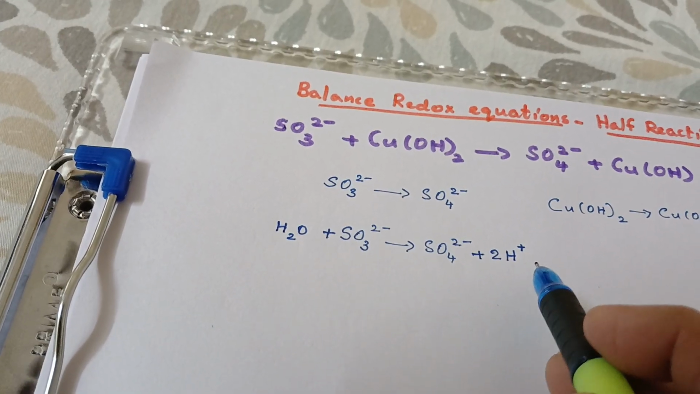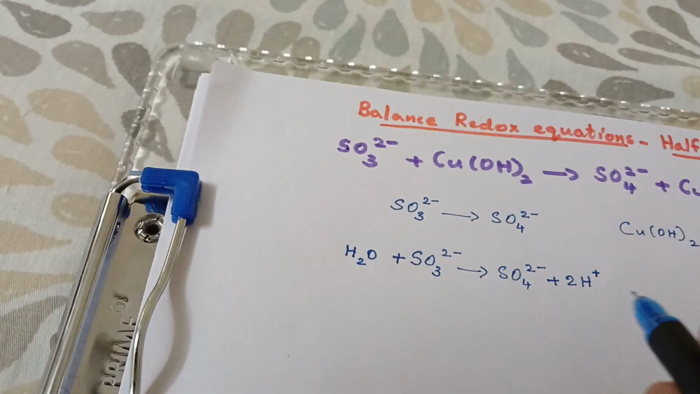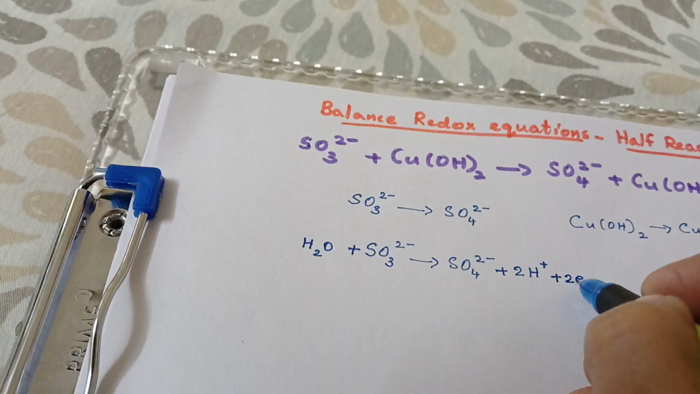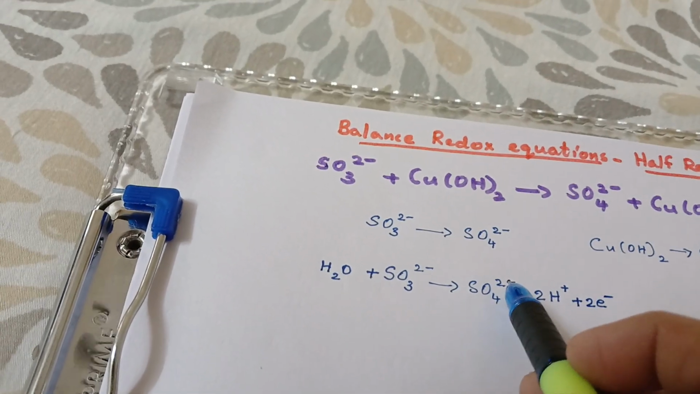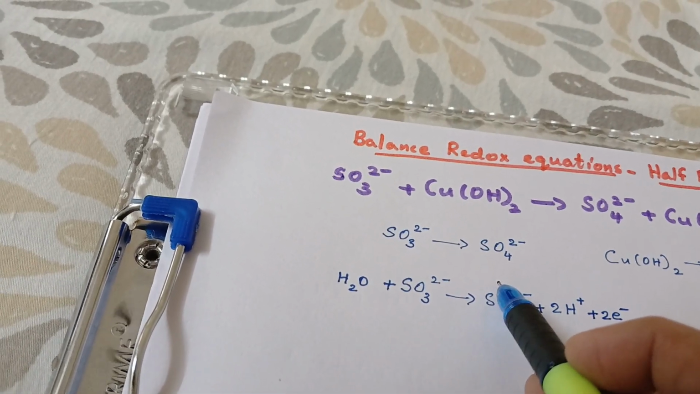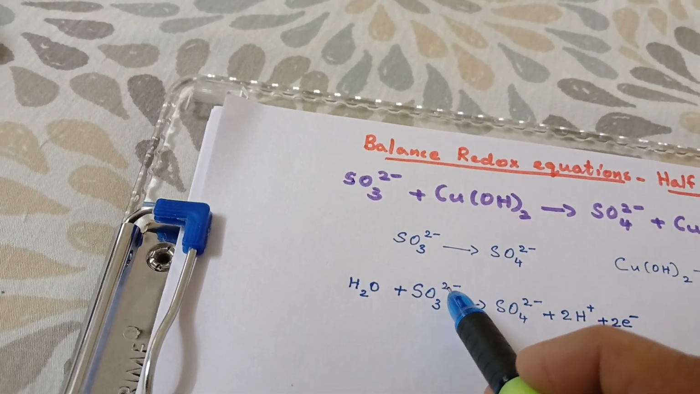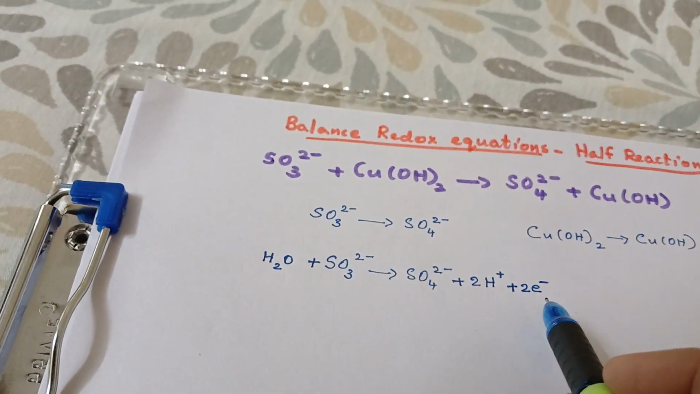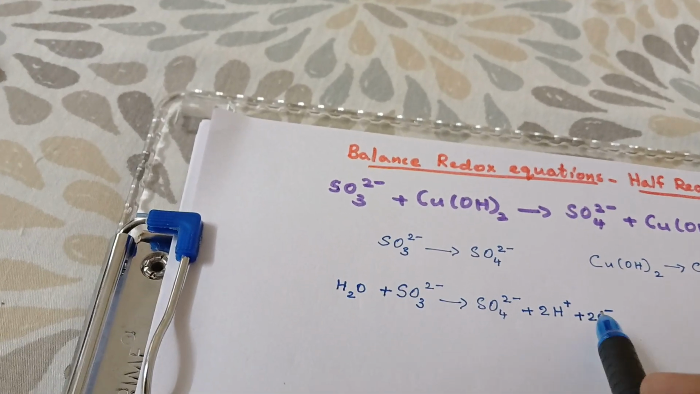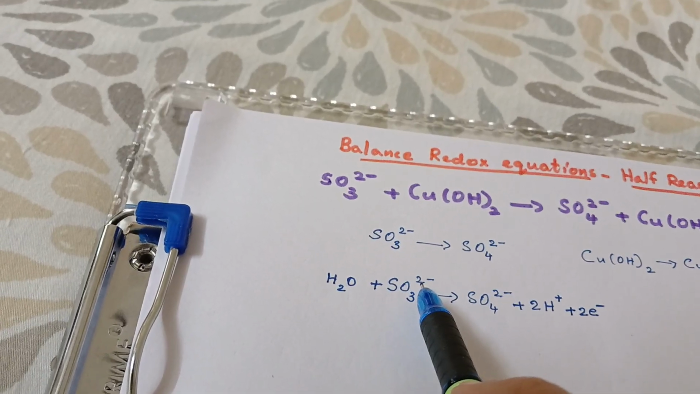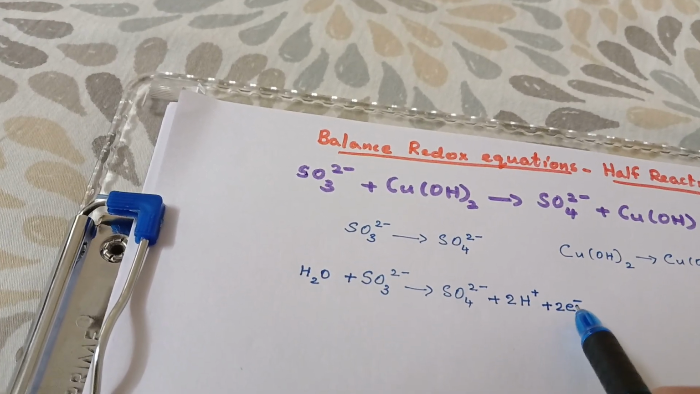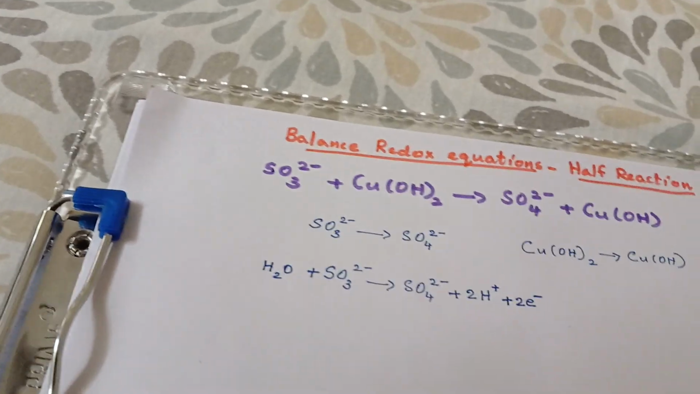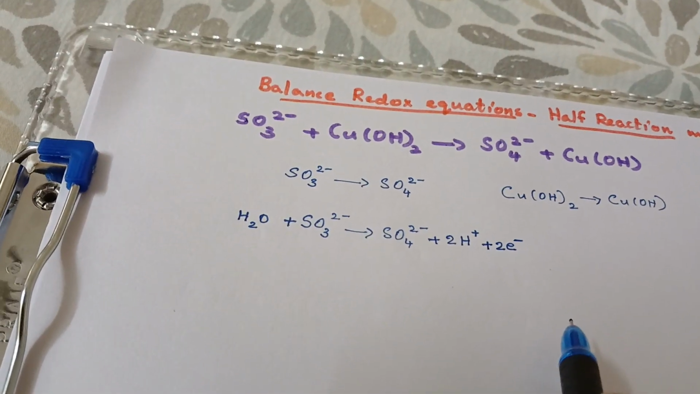So in order to make this side also the same, we can add 2 electrons to the more positive side. Here -2 and +2 will give us 0 and here it is -2. So 0 is having a greater value than -2. So we are adding 2 electrons here. Now both sides are the same. Here on the left hand side we have -2, right hand side also we have -2 because these two are 0 together. So that equation is balanced.